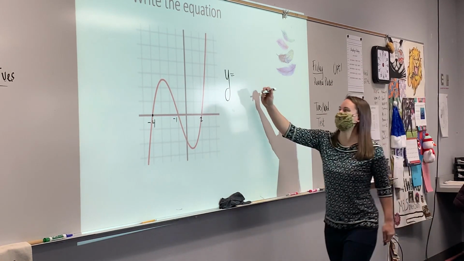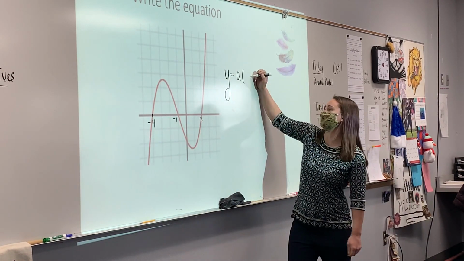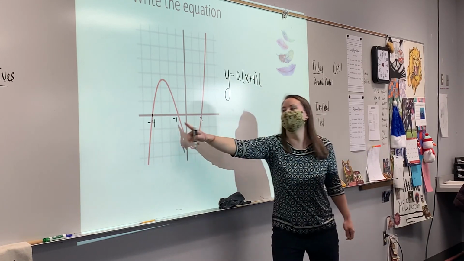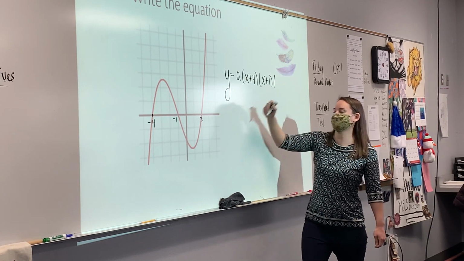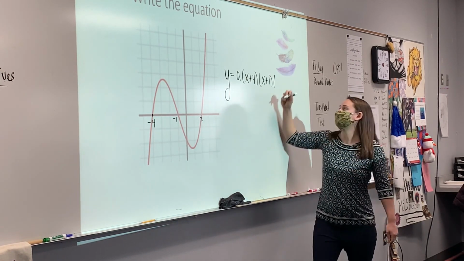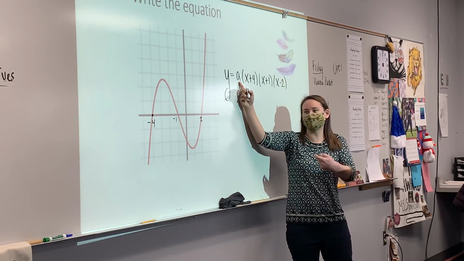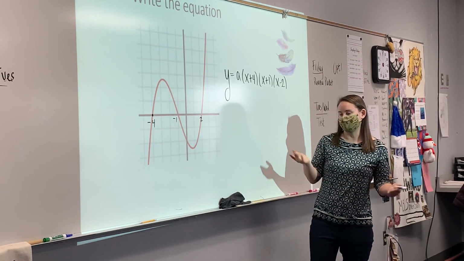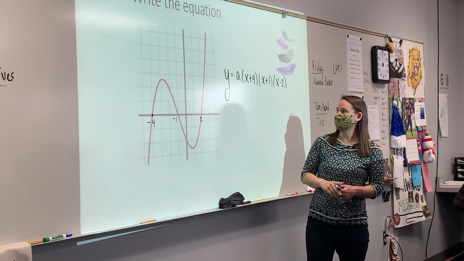Okay, so I get an A, and then this is going to be x plus 4. And then I'm going to have an x plus 1, and this one's going to be an x minus 2. And the A is just like, I don't know what that number is, but I know there's a number out in front. Could be 1, could be 5, could be a negative. All right. So that's it.